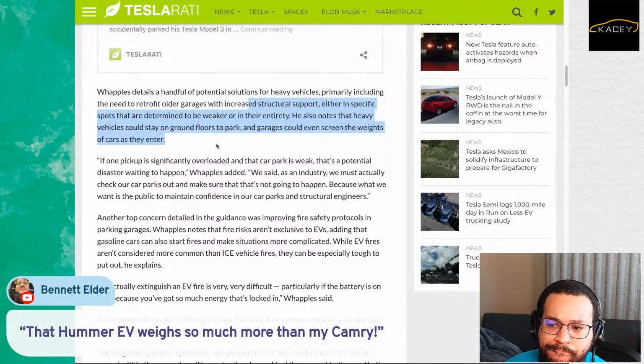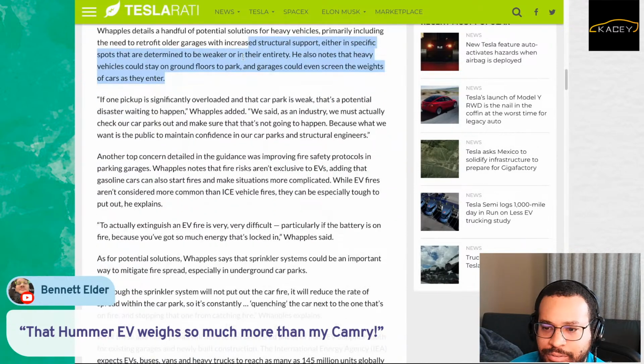I've seen something like this where they weigh the cars on the way in. I don't remember what they used it for, but they've got it. It exists, so all you gotta do is buy a solution at that point.